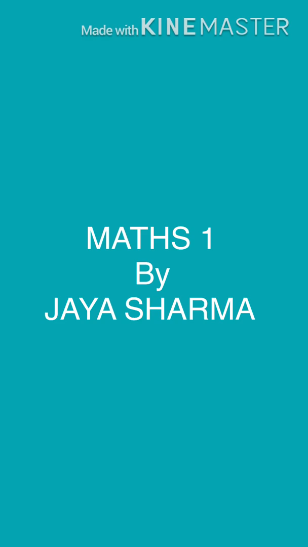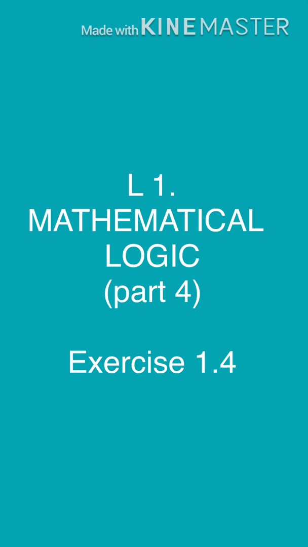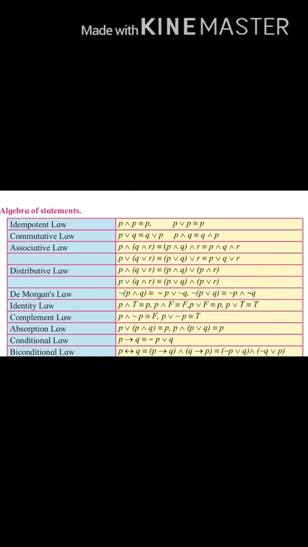This is your maths professor Jaya Sharma, and in this video we will be seeing maths paper 1, lesson number 1, mathematical logic. We will be seeing all the different types of sums from exercise 1.4. This is a table showing the algebra of statements. There are different laws stated in this table. A total of 10 laws have been stated. Just go through all the laws properly.